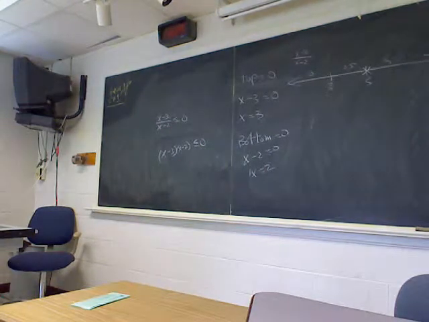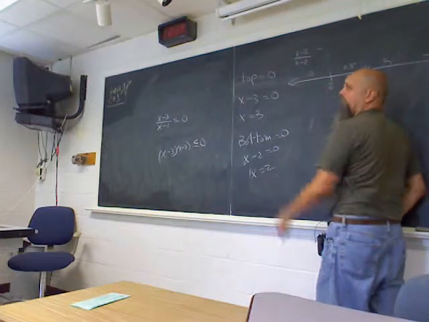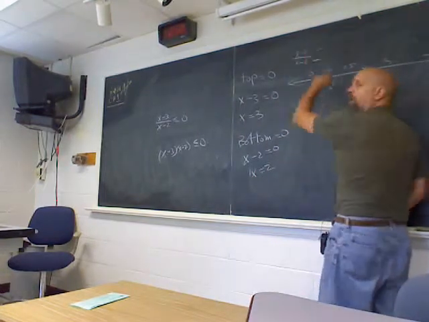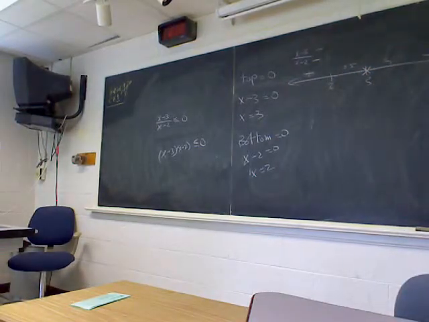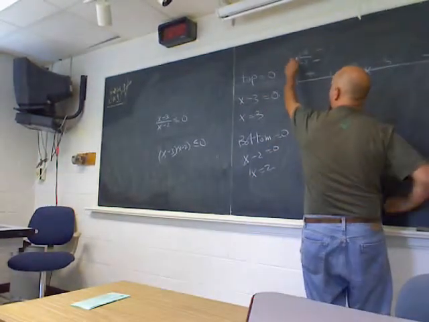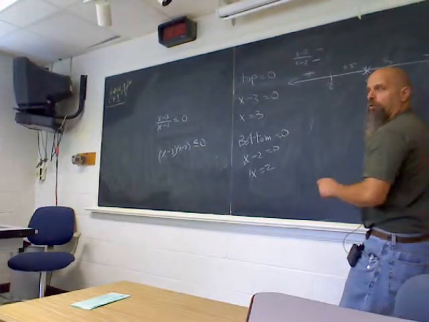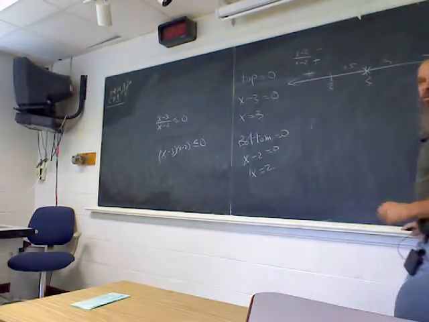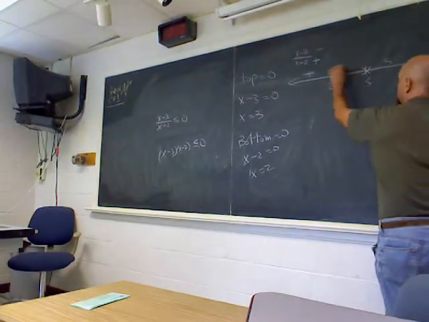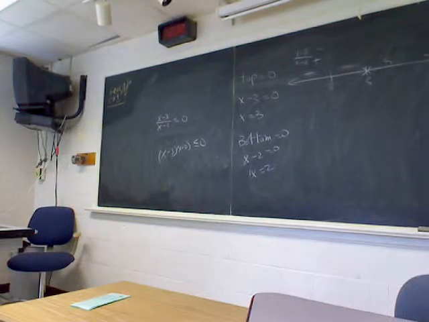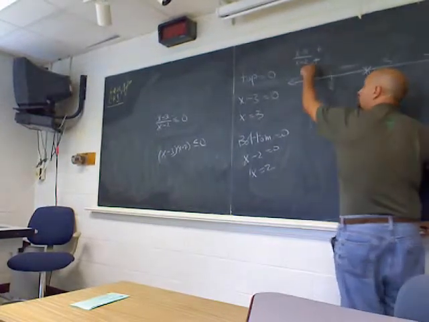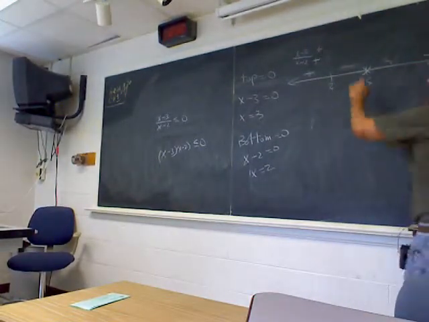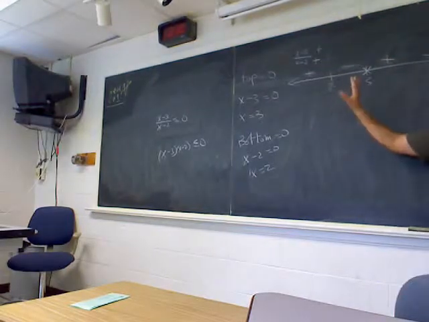Now plug in a 0 here. 0 minus 3 is negative. 0 minus 2 is negative. Negative over negative is positive. Positive in this region. Whatever this graph looks like, it's always positive to the left of the vertical asymptote. Plug in 2.5. 2.5 minus 3, still negative. 2.5 minus 2, positive. Negative over positive, negative in this region. And finally, plug in 5. 5 minus 3, positive. 5 minus 2, positive. Positive divided by positive, positive. There's everything you need to know about that graph.